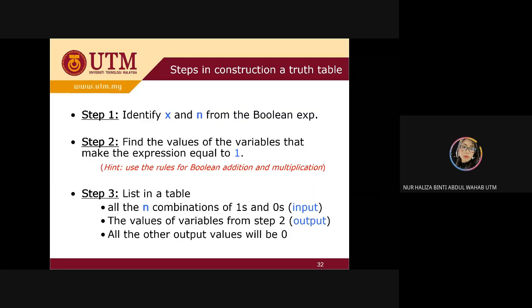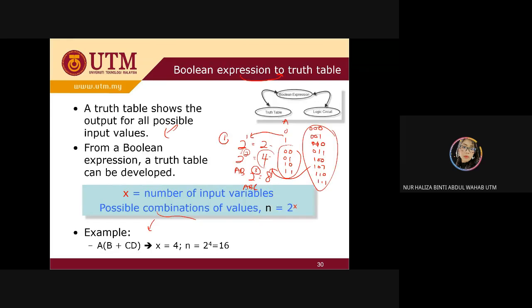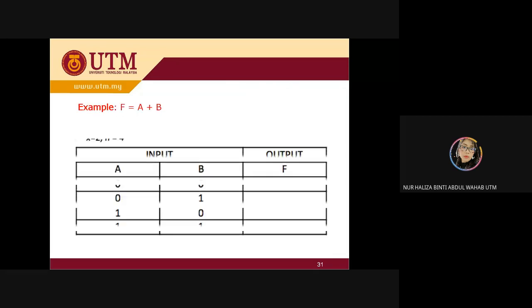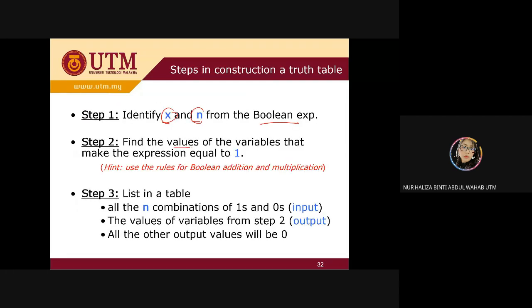Next step in constructing a truth table. Identify x and n from your Boolean expression. What are x and n referring to? X is the number of inputs, and n is the possible combinations of the values. Find the values of variables that make the expression equal to 1. It depends on you which one is easier. Sometimes I find the 0, sometimes I find the 1, depending on the easiest.